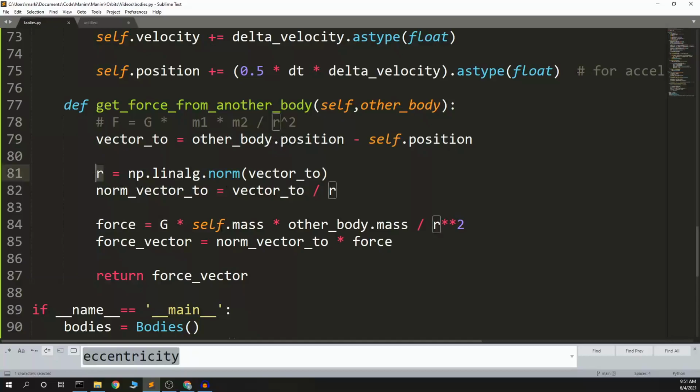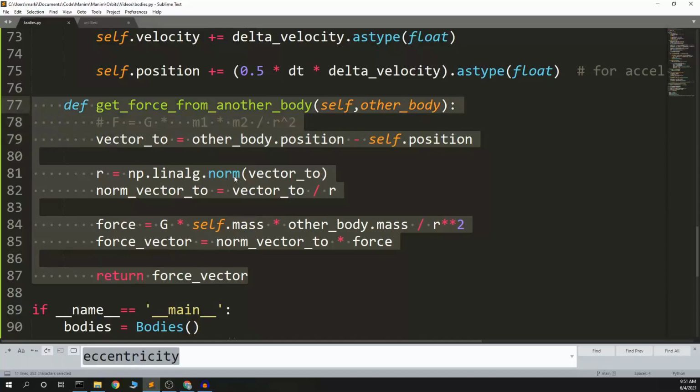Then I get the distance between them. It's the norm, the magnitude of that array. And then I get the normalized vector, so this is the direction it's pointing. If I'm inside the Earth class, then this is the direction to the sun. And then finally, I calculate the magnitude of force, which is G times the mass times the other mass divided by the distance squared. You multiply the magnitude by the vector and you get the force vector. This is, for instance, the force acting on Earth from the sun.